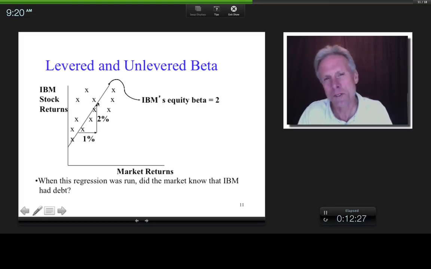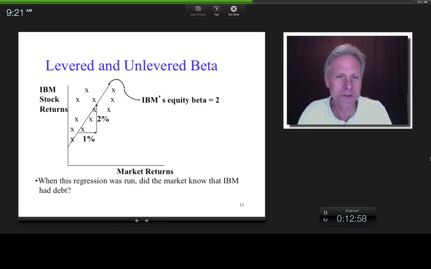Now let me ask you a question. When all these price changes happened and when this regression was run, was it a secret, or did the market know that IBM had debt? Well, they knew it, right? I mean, that's public information. IBM publishes its balance sheet and those kinds of statements quarterly, so that's public information.